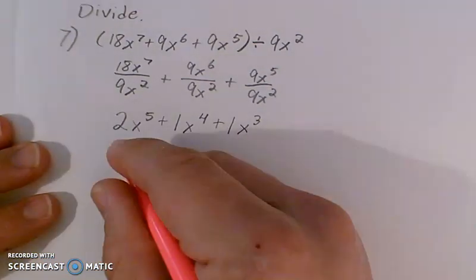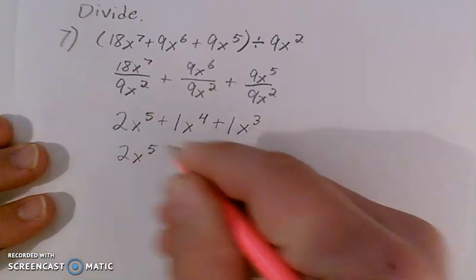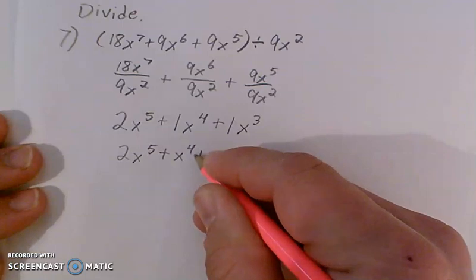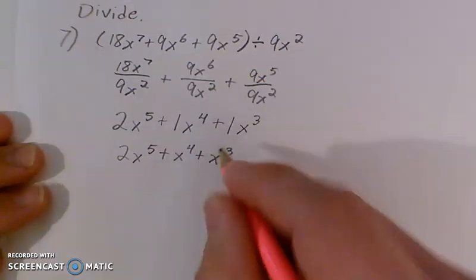While this is a great answer, usually on multiple choice or something, you would see it written as 2x to the 5th plus x to the 4th plus x cubed instead of what I have written here.